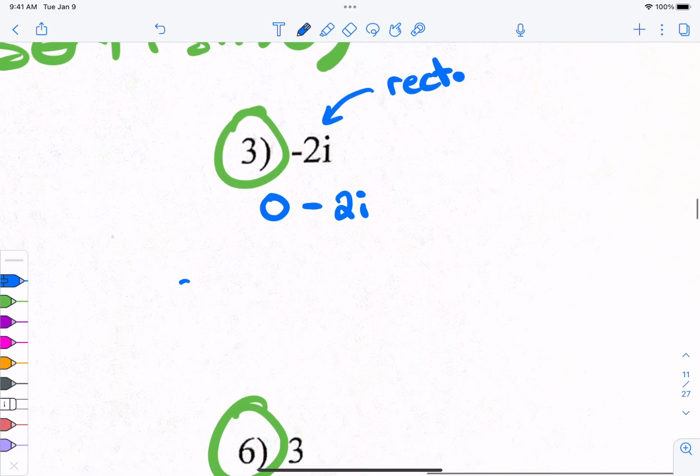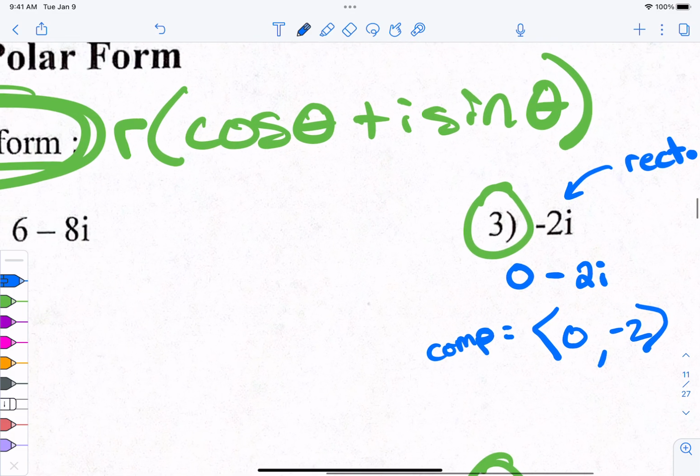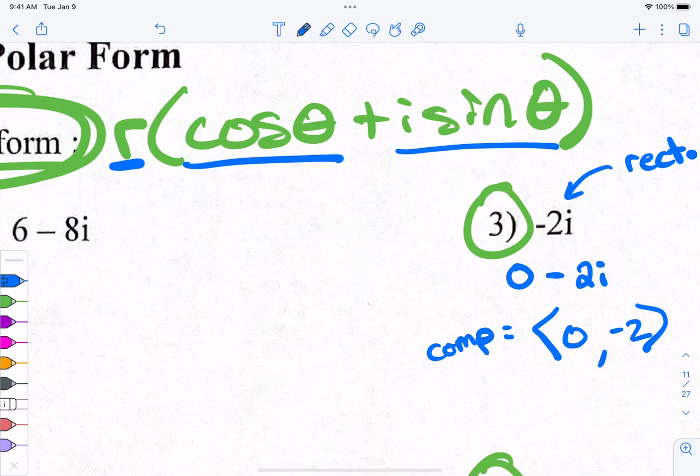If I convert it to component form, which is what we talked about the other day, what would its component form be? In the triangular brackets would be 0, negative 2. That's component form, okay? They want polar form, which is R cosine of theta plus I sine of theta. So all we have to do is find R, and all we have to do is find theta.